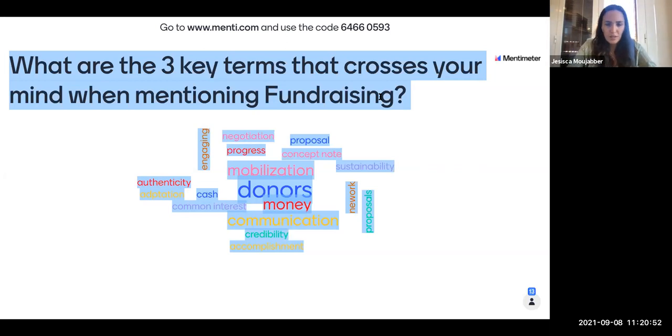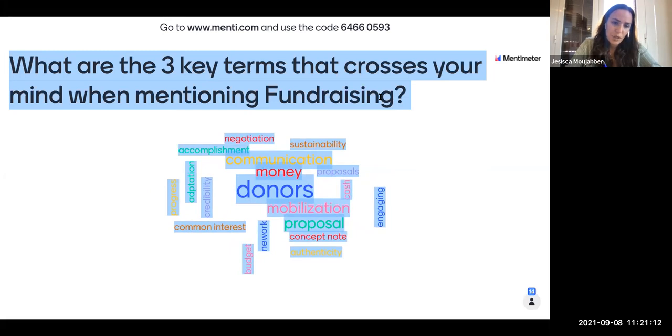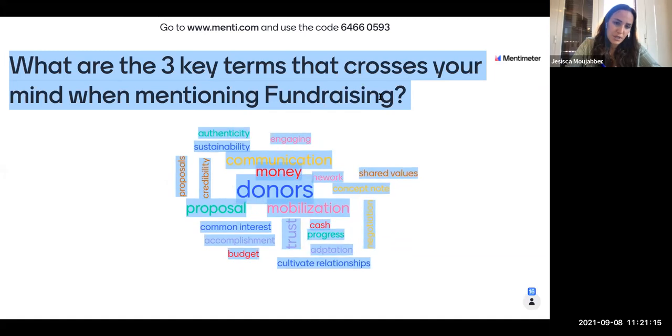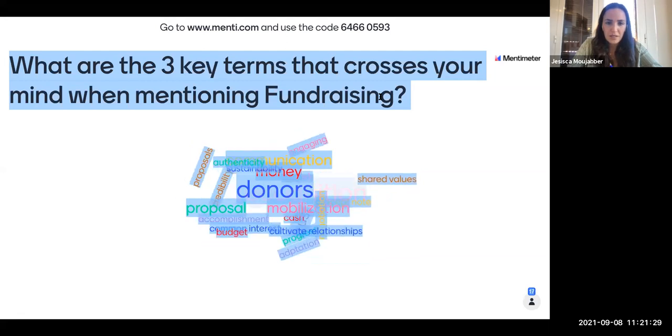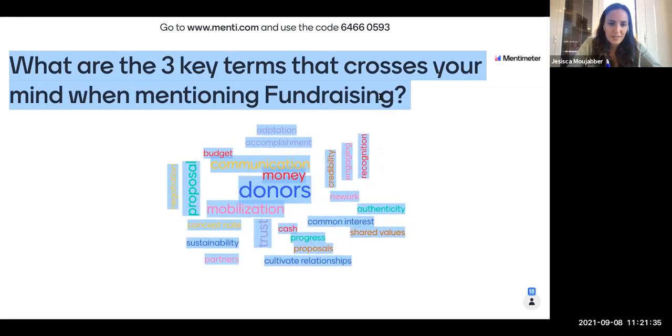So I think, if I'm not mistaken, the top three that are popping, we have donors, definitely. We have money, communication, mobilization. Then we have other keywords that have not been mentioned by several. We have engaging, negotiation, accomplishment, common interest, cultivate relationships, shared values. We're halfway through, so we have so far 16. Donor still takes it over, yeah?